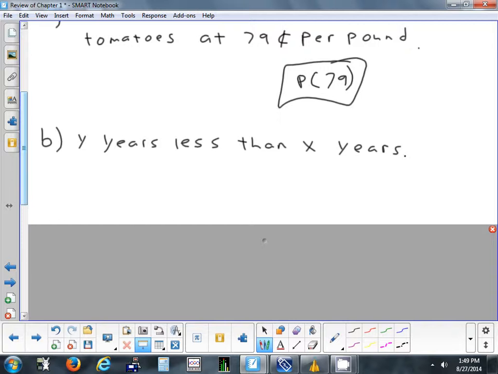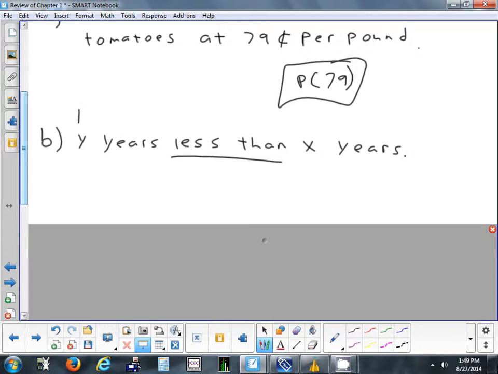Okay, y years less than x years. Yeah, we're definitely thinking subtraction. And what I do if I get stuck trying to figure out whether it is x minus y or y minus x is I put in some numbers, and I think of what it would be if I use the numbers. Okay? So let's look at it with numbers.